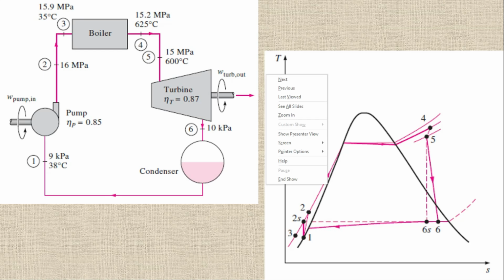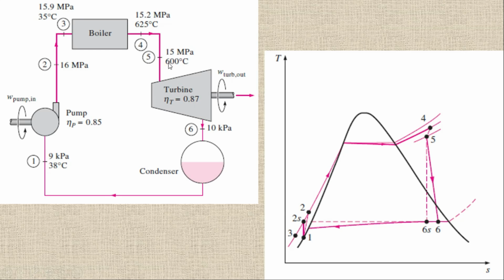Then we will check the x value if there is any, and then we will solve for the H6. But that H6 will be the H6S, this one, rather than this one. So we will solve for the isentropic work, and when we know the isentropic work, then we can easily calculate the actual work, because the isentropic efficiency of the turbine is given.